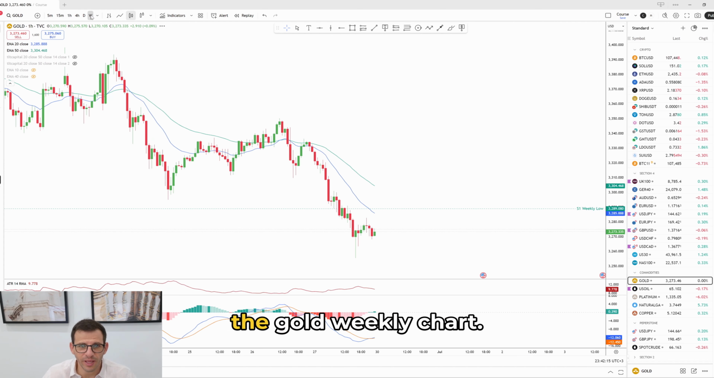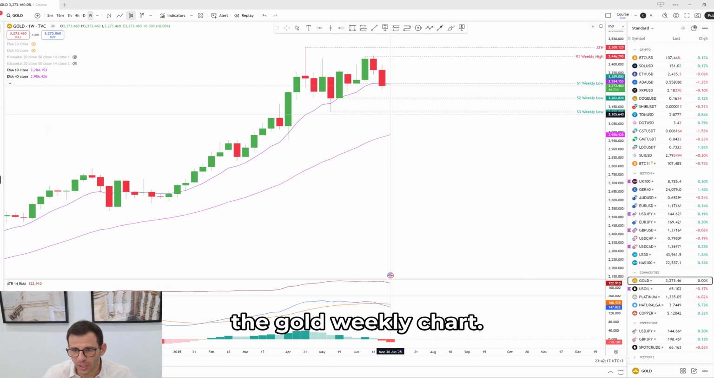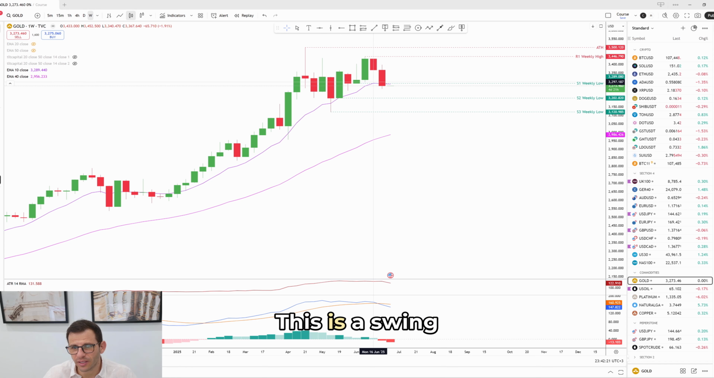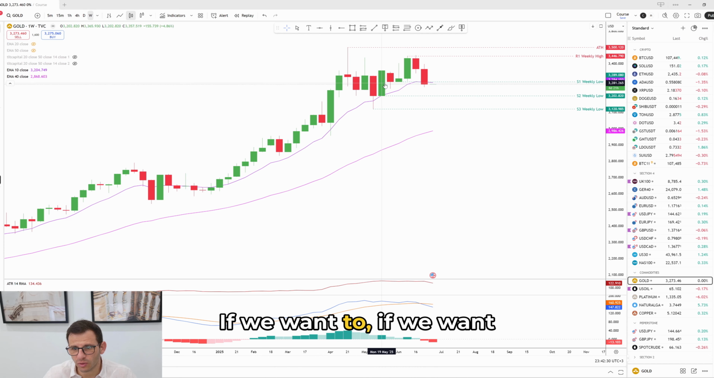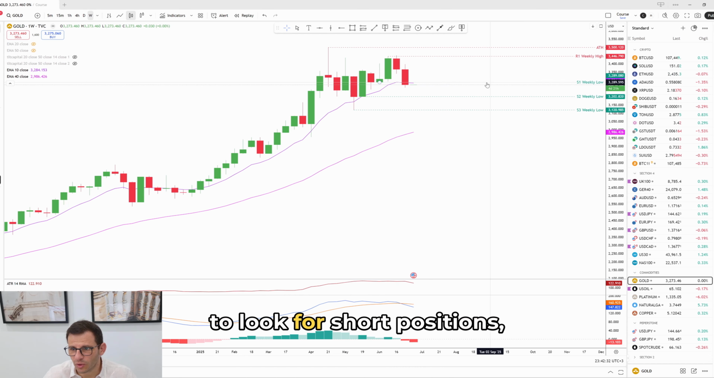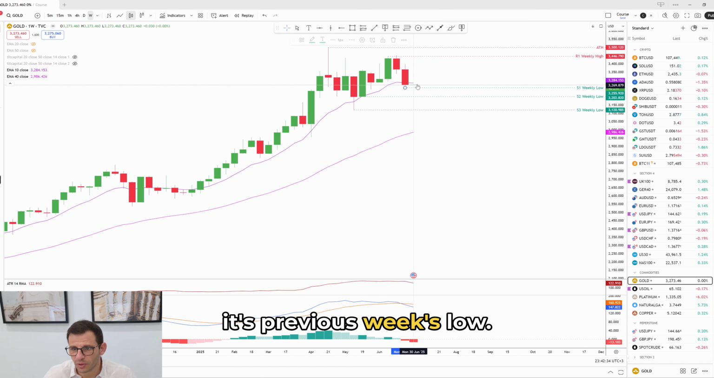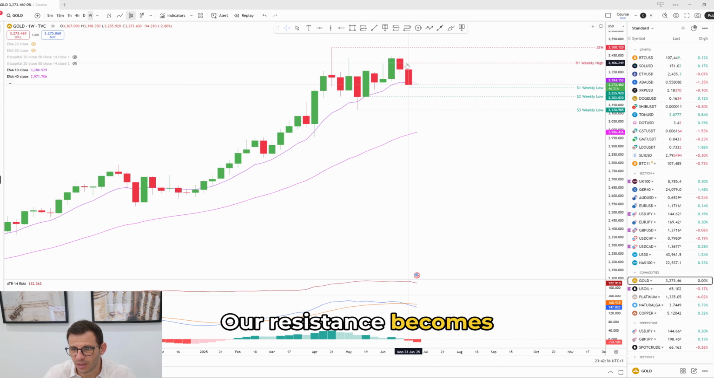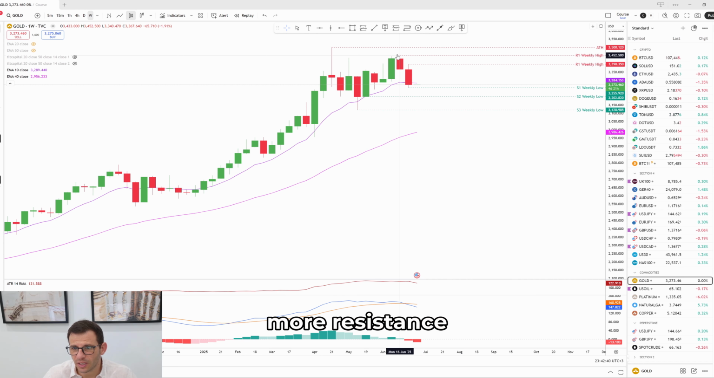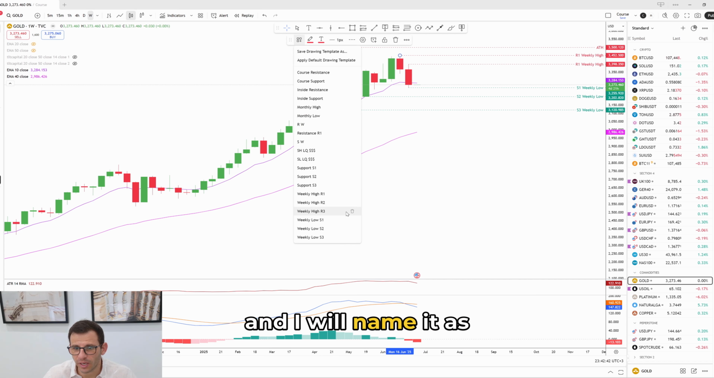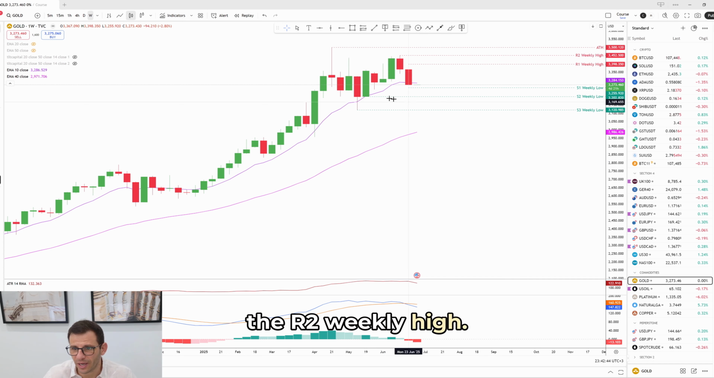Next one, it's going to be the gold weekly chart. Finally, we start seeing some swings here. This is a swing high formation. The price made a lower low there. It's the first area of support. If we want to look for short positions, it's the previous week's low. Our resistance becomes this one here, and I'm going to add one more resistance here above the swing high, and I will name it the R2 weekly high.